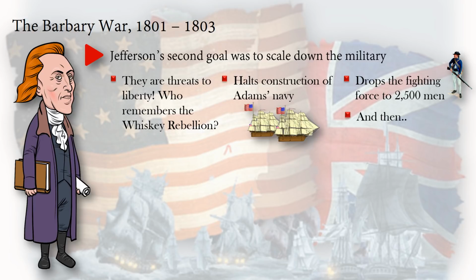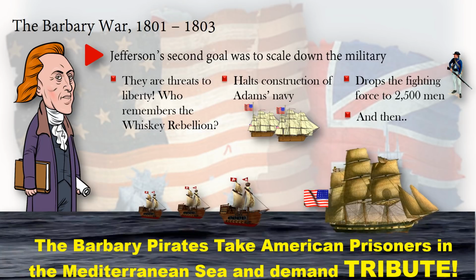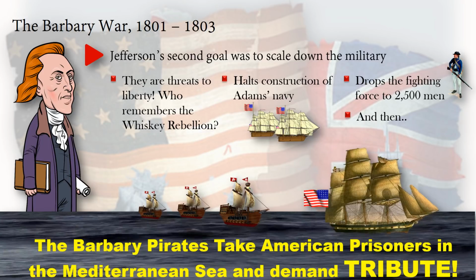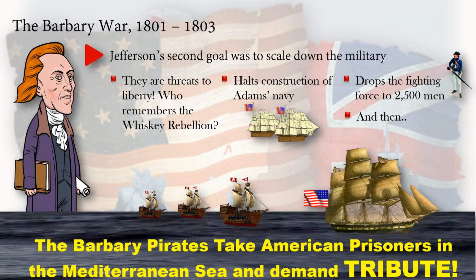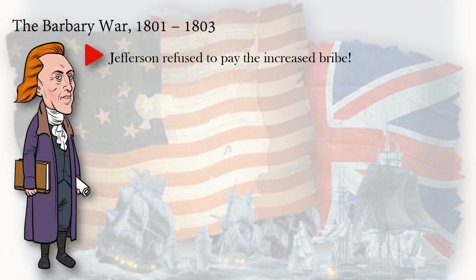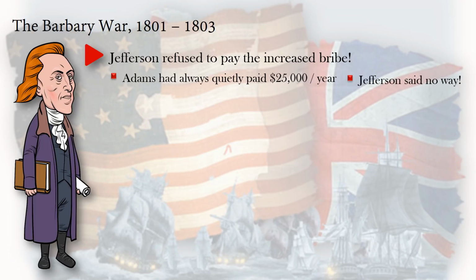And then a challenge. The Barbary pirates take American prisoners in the Mediterranean Sea, and they demand tribute, or a bribe. What is Jefferson supposed to do? Well, Jefferson is going to refuse to pay any bribe to a foreign power. Now, Adams had always very quietly paid about the bribe of $25,000 a year. And what the Barbary pirates are doing is they're testing out the new president to see if he's going to play along or if he's going to be a problem. And Jefferson says, I'm going to be a problem. Jefferson says, nope, not going to pay it.